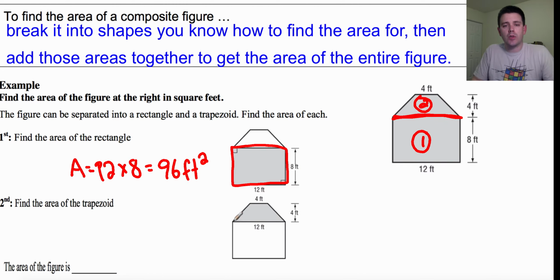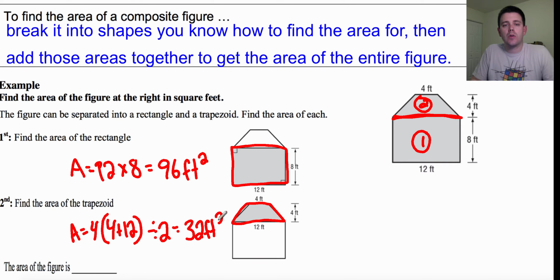Now we tackle the top portion. That's my trapezoid. To find the area of a trapezoid, remember we need to find the sum of our two bases. That's my 4 and my 12, the two parallel sides. So 4 plus 12. Then we multiply times our height. The height is that vertical distance straight between my two bases. They tell me that's 4 feet. So we multiply times 4. And then don't forget you got to divide by 2. So 4 plus 12 is 16. Times 4 is 64. Divided by 2 is 32 feet squared.